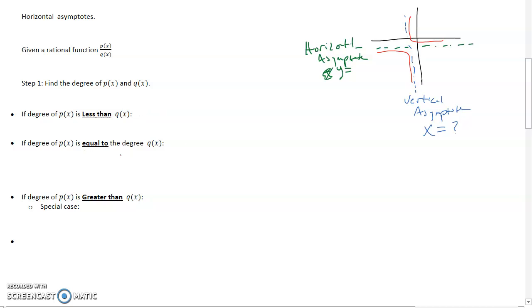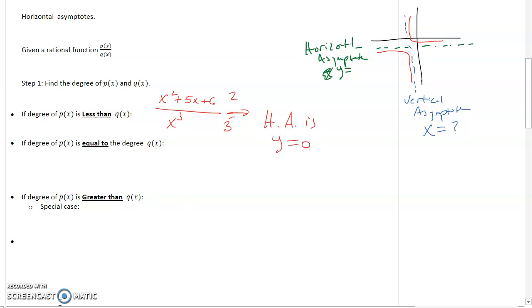If the degree in the top is less than the degree in the bottom, so if the degree of p of x is less than the degree of q of x, let me give you an example of that: something like x squared plus 5x plus 6 over x to the third power. You can see the degree on top is 2, the degree on the bottom is 3. The degree on the top is less than the degree on the bottom, so the horizontal asymptote, which I'm going to abbreviate HA, is at y equals 0.